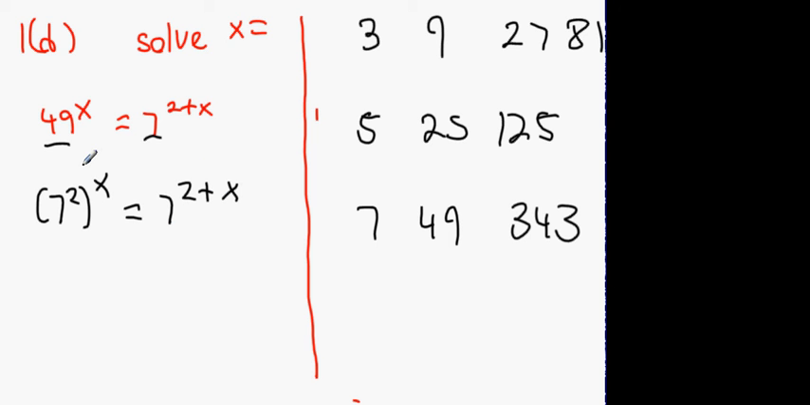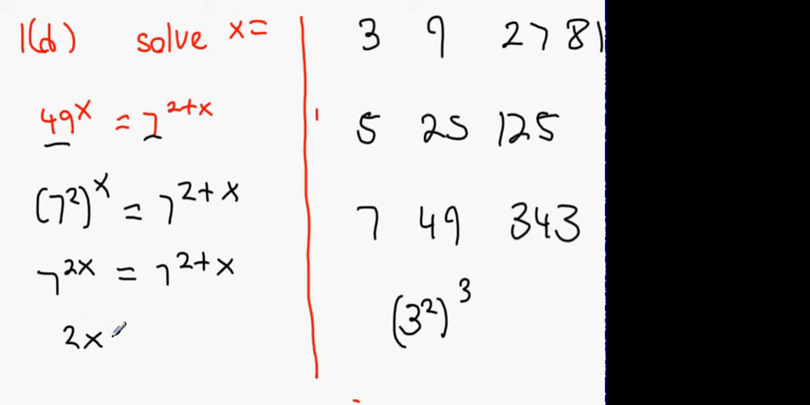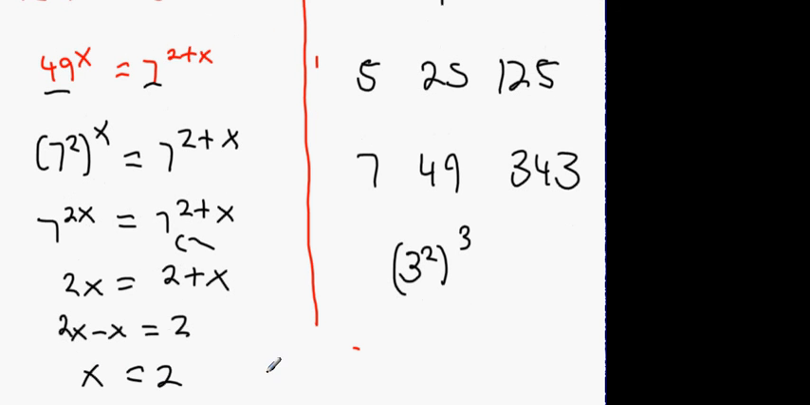What rule is this one? Remember we did it earlier. 3 to the power 2 to the power 3 is what? 2x. Yeah, exactly. So 7 to the power 2x. And this one's 7 to the power of? 2 plus x. Now that means the powers are equal to each other because the base number, which is 7, is the same. So 2x equals 2 plus x, and then we bring it over to the other side, and we're going to get 2x minus x equals 2, and therefore x equals 2. Okay, that's it.